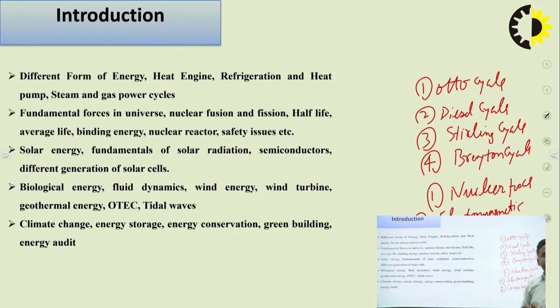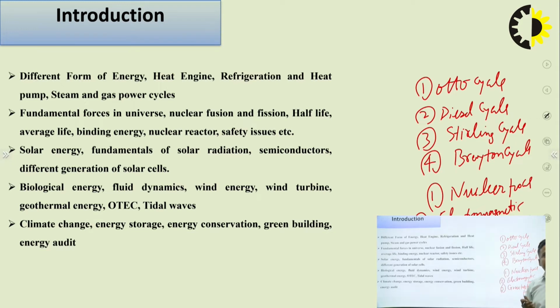Then there are different parameters like half life and average life. Half life is basically the time required to disintegrate the original nuclei to its half. Then binding energy, nuclear reactor safety issues.